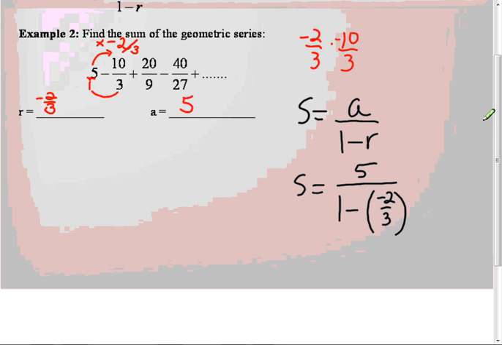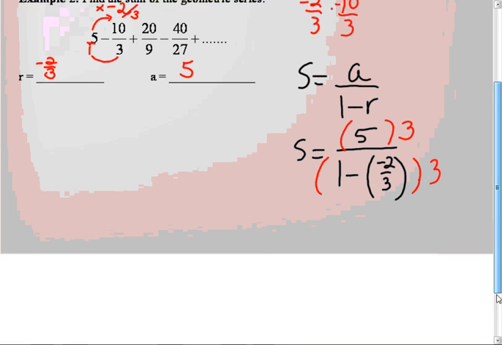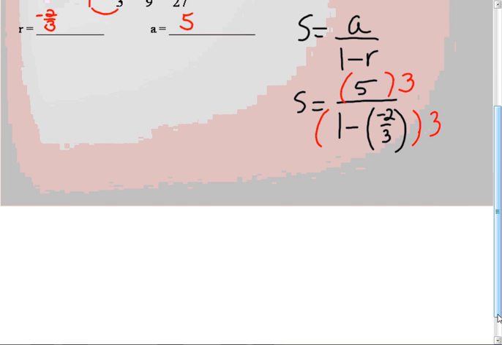No, that's too hard. I want to get rid of fractions altogether. Well, I just multiply the denominator by 3 and the numerator by 3. I may have to reduce, but that's easier. What's 5 times 3? 15. And then, when I distribute this, I get 3 plus, and the 3's will cancel, 2. So the answer is 15 divided by 5, which is 3.